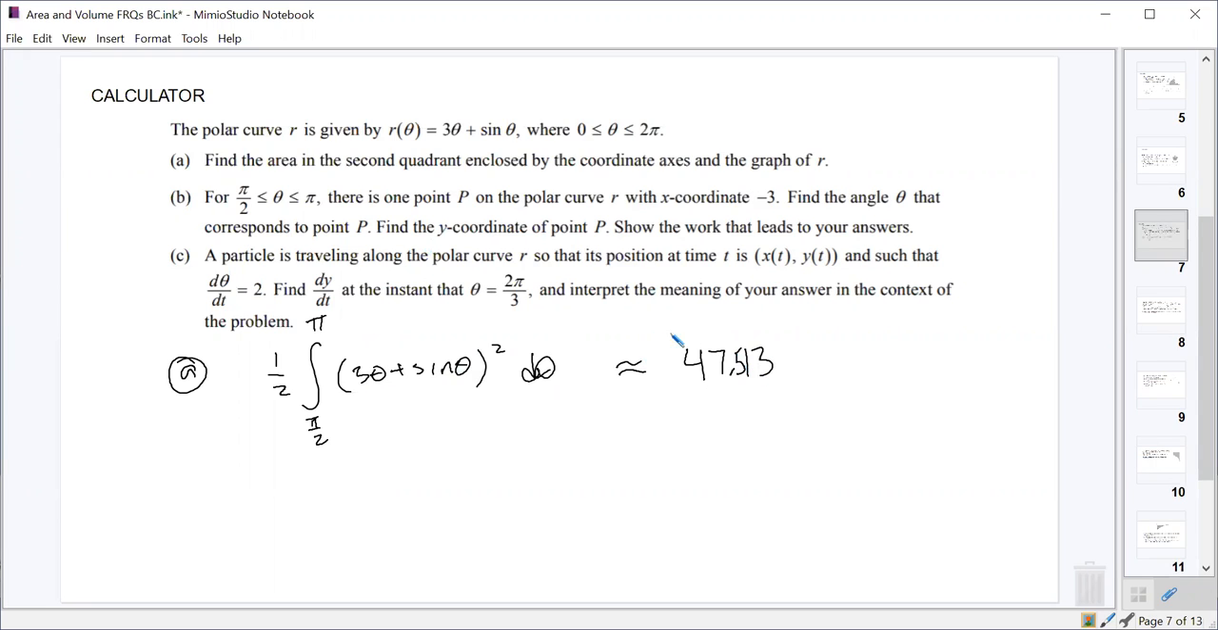47.513. And that one was, amazingly, for how easy it was, worth 3 points. 1 point for having the correct integrand, 1 point for having the right limits and the right constant out in front. Could have had the constant inside also, and then 1 point for actually evaluating and getting the right answer. That's an easy 3 points for part A there. Anybody have any questions on that one?